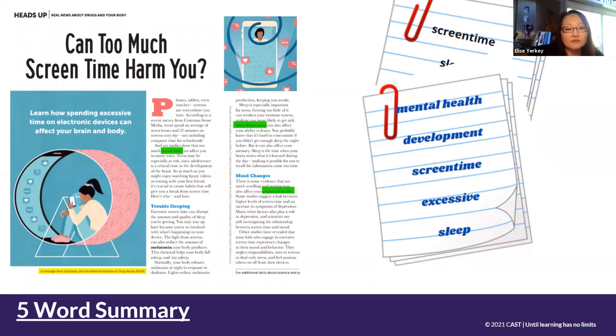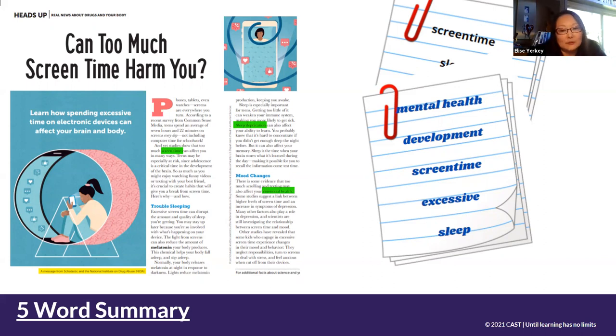This strategy is called the five-word summary, and I'm going to briefly describe it, but just know that it's linked here on the slide. And if you wanted step-by-step details on how to do this activity, it's right there for you. But in this activity, what you would have is students read these articles independently, and each student would highlight just five words. What are the five most important words from this text that support the main idea?